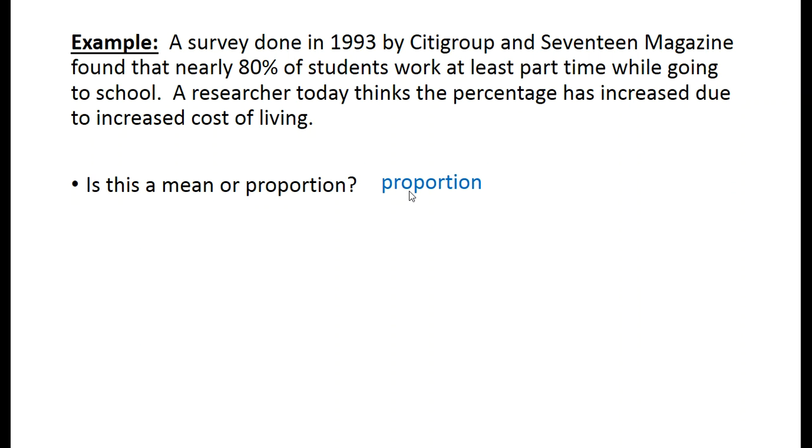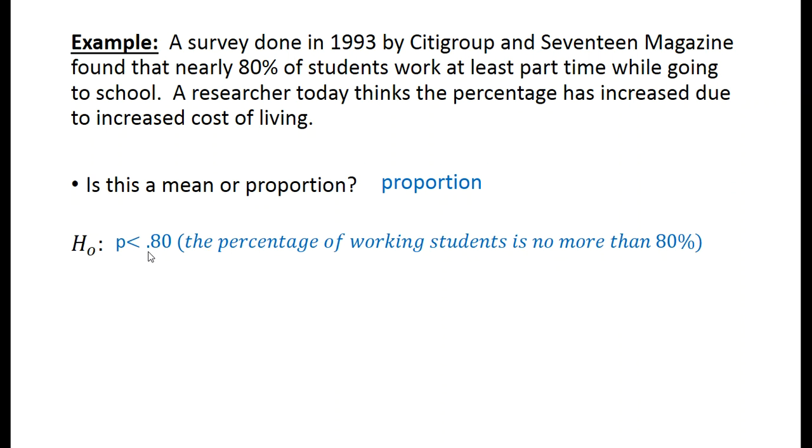So when we do our null, we're going to be using P instead of mu. And our P is going to be less than 0.8. Notice we're using that 80% right here. We're always changing it to a decimal. The reason I selected the less than is because it said nearly 80%. It didn't say equal to, so I just want to be careful and not put that equal to on there.